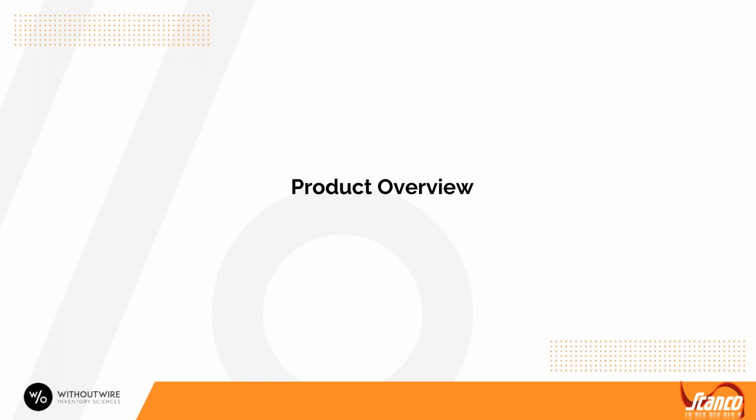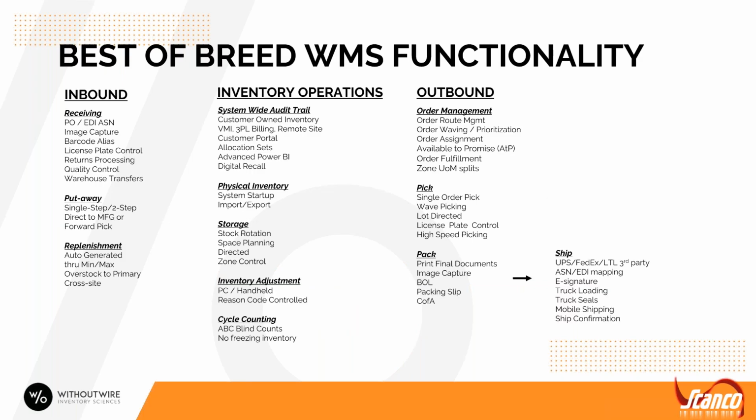From a product overview standpoint, you can see the best of breed warehouse management functionality on the inbound: purchase order receiving, image capture, barcode alias, returns processing, quality control and inspections, warehouse transfers, directed put away of those goods to their forward pick locations, min-max based replenishments.